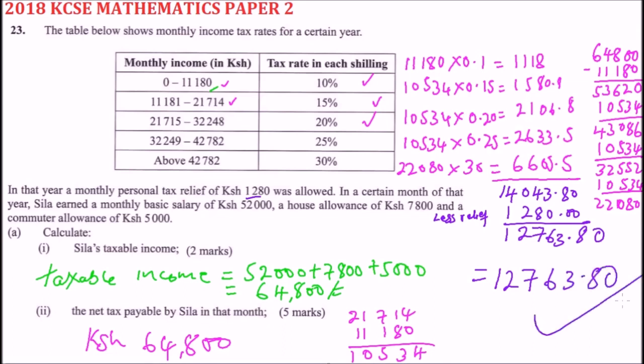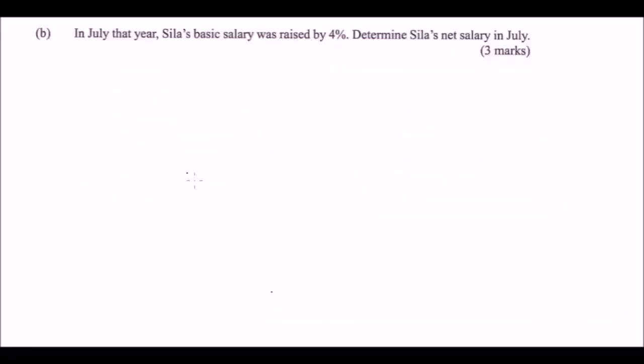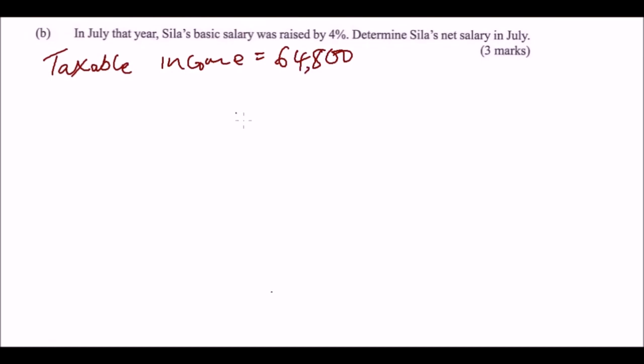Let's go to part B of this. So part B of the question, we are told in July last year, Sheila's basic salary was raised by 4%. Determine Sheila's net salary in July. Remember, taxable income we found to be equal to 64,800. Then it means the basic salary was 52,000.